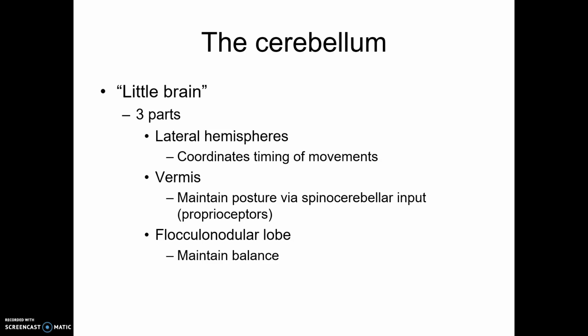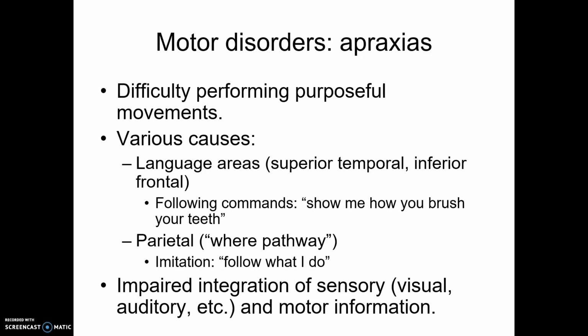The three different parts are actually devoted to different aspects related to movement. The lateral hemispheres play a role in the timing of movements and coordinating those movements and helping with synchrony. How fast do the movements need to be? The vermis is in the middle, which you can see here, and it's largely there to help maintain posture via the spinocerebellar tract, making use of those proprioceptors to help position in space and muscle and joint position. And then finally, the floccular nodular lobe is in front of the vermis at the base of the cerebellum, and it's largely there to help maintain balance.